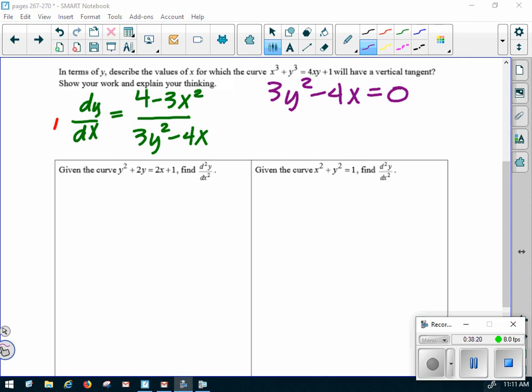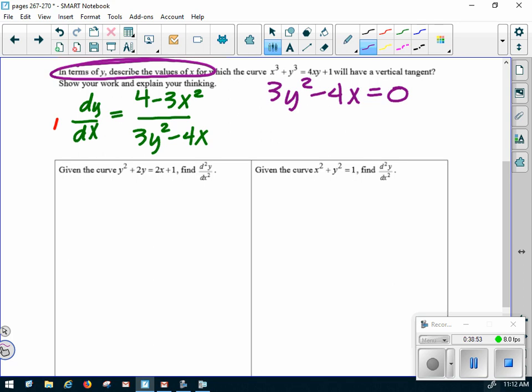It says in terms of y, describe the values of x. Now, you got to think about that. What does that mean? Does that mean we want it to say y equals, or does that mean we want it to say x equals? It means we want it to say x equals, because in terms of y means we want the equation to have y's in it. So we're going to make it say x equals. So let's solve that thing for x. What are you going to get?